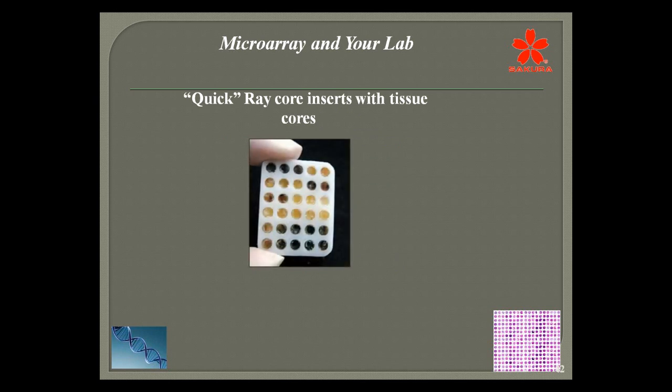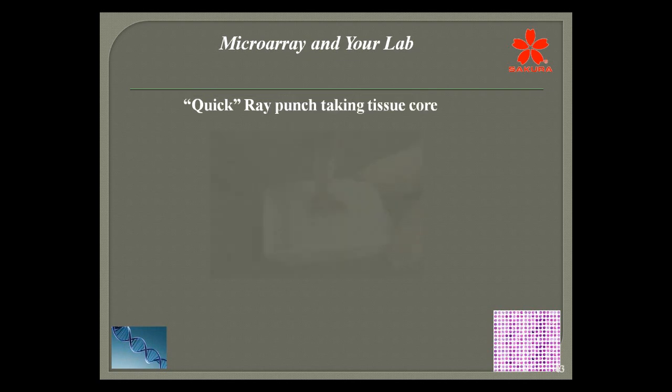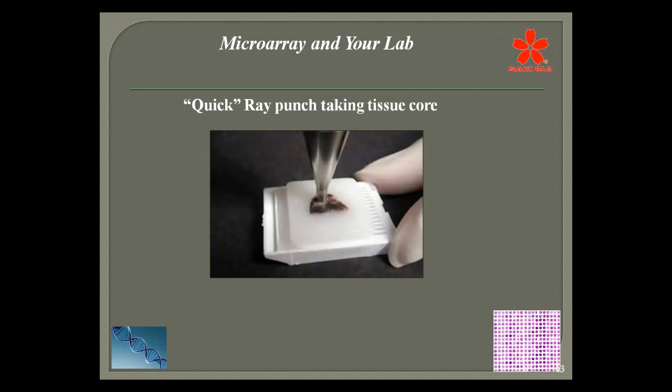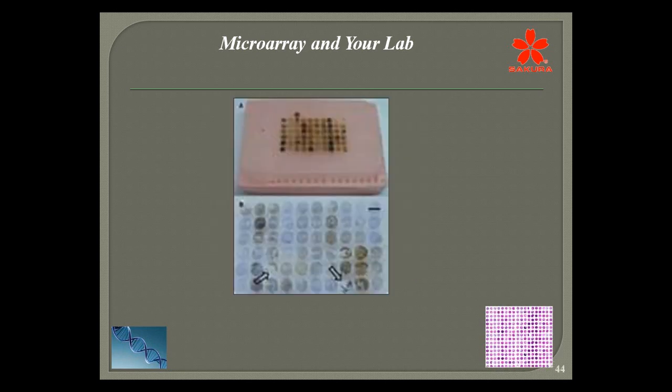So here's what the little inserts look like once you've added the tissue to them. They're nicely designed little holes, and you just drop the tissue in, and then of course you place this in the embedding mold, and we'll see what happens momentarily with that. This is actually the quick ray punch that's taken the core tissue. And this probably is about a 2mm punch or so, and so you're getting a very generous piece of tissue out of the block. And yes, it does leave a hole when you're done with it.